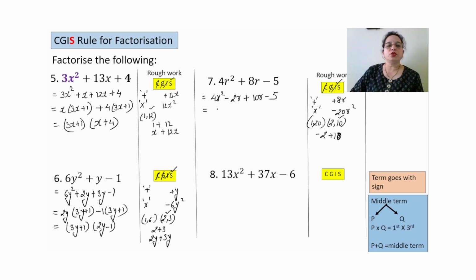From the first two take 2r common. So what is left over here? 2r minus 1. And from the last two terms take 5 common. So again what is left? 2r minus 1. So 2r minus 1 in one bracket, and another bracket 2r plus 5.